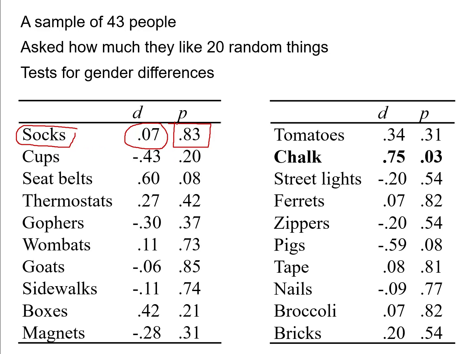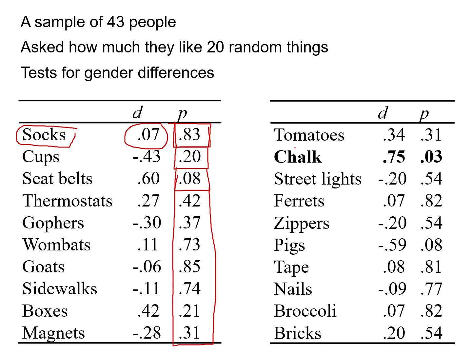We see that my probability value for socks was 0.83. That's not less than 0.05, so that's not significant. And the probability for cups was 0.2, so that's not significant. For seatbelts, I got 0.08. That's getting a little close to 0.05, but it doesn't cross that threshold, so it's not significant. And you'll see all my results in this first column are non-significant. I did not find any significant gender differences for any of those objects.